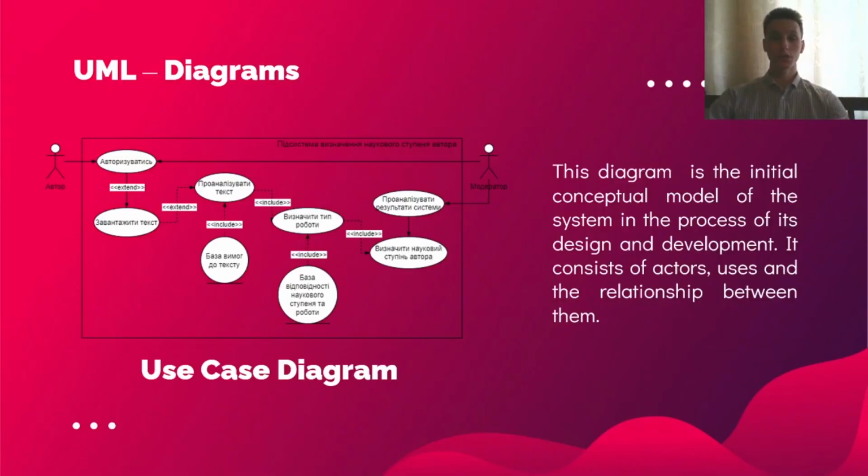And now we are moving to the UML diagrams, which are an integral part of information system design. The first one is the use case diagram. This is the initial conceptual model of the system, the process of its design and development. It consists of actors, users, and the relationships between them.